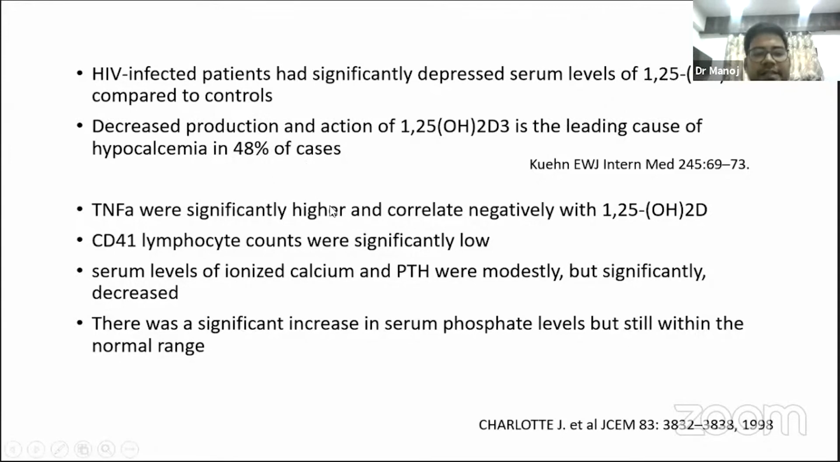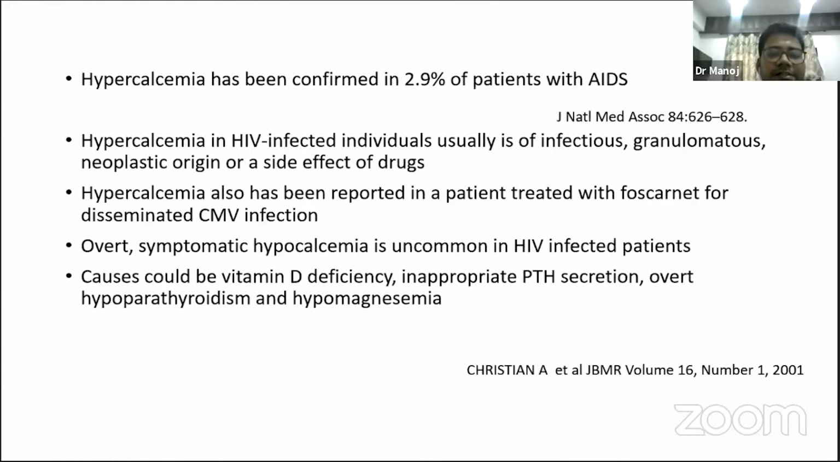TNF alpha was significantly higher, and it correlates negatively with the vitamin D level, and CD4 lymphocyte count was significantly lower in these patients. Also the serum level of ionized calcium and PTH was modestly but significantly decreased in these patients with low vitamin D, and there was a significant increase in the serum phosphate level, but it was within the normal range.